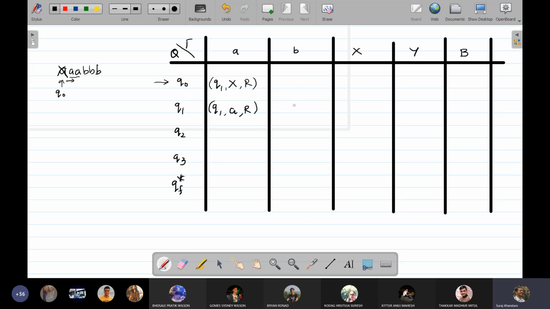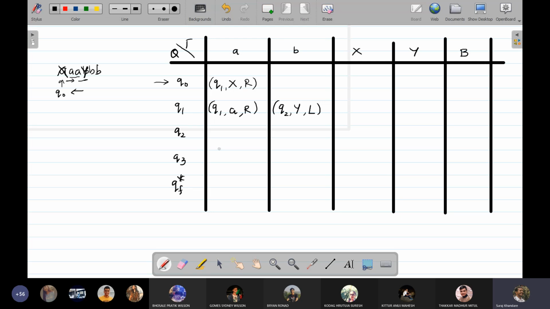And as soon as it finds B, it changes the state to the next state, Q2. B will be changed to Y and it starts moving to the left now. So B will be made as Y and it will start moving to the left, and we change the state to Q2. Now Q2 is present here. Now it has moved to the left.